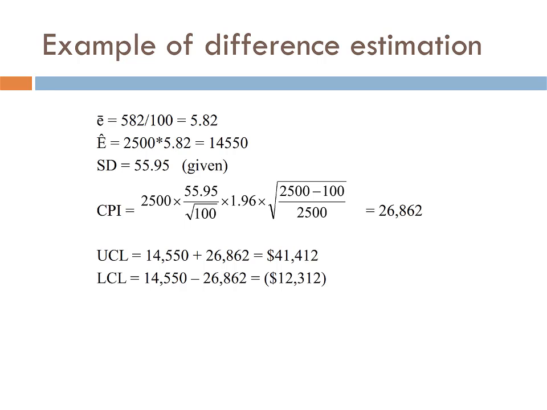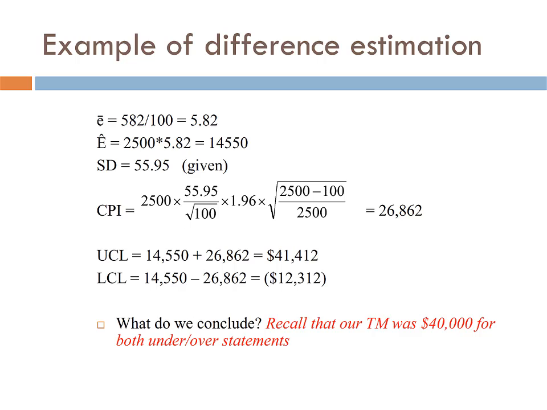That's a pretty big range, but again, we want to be very certain. So we're 95% certain that it's somewhere between these two numbers. And so what do we conclude?